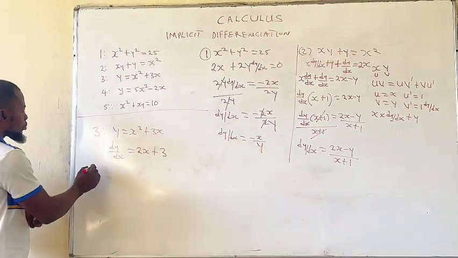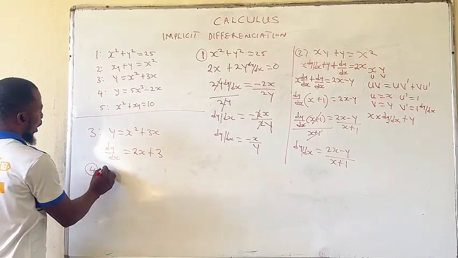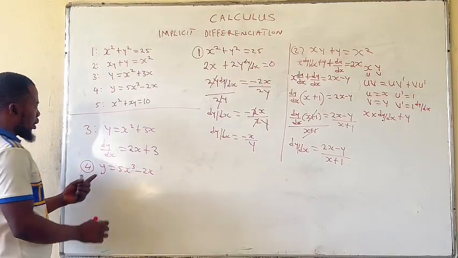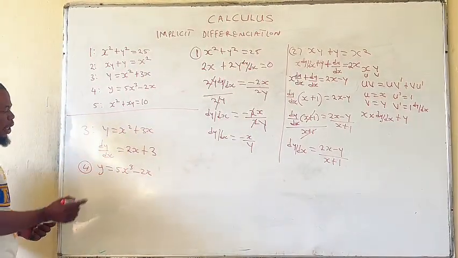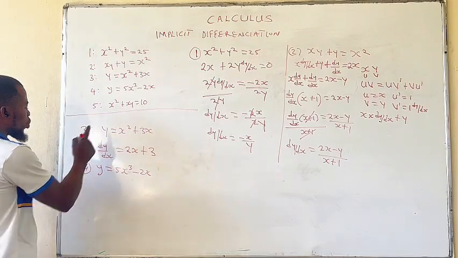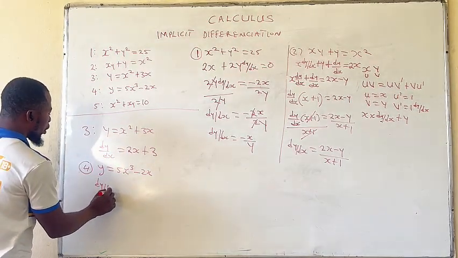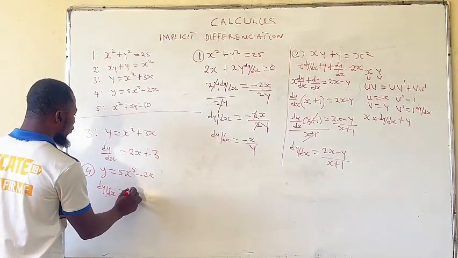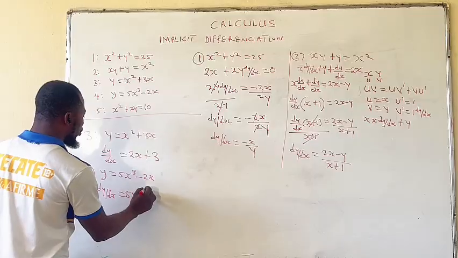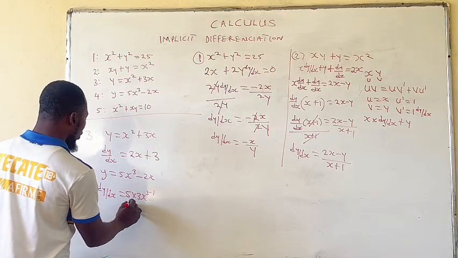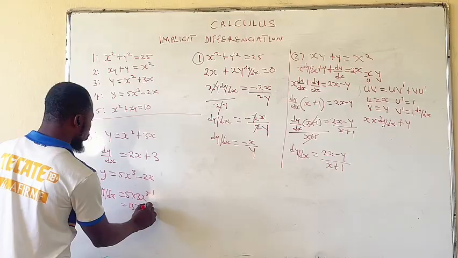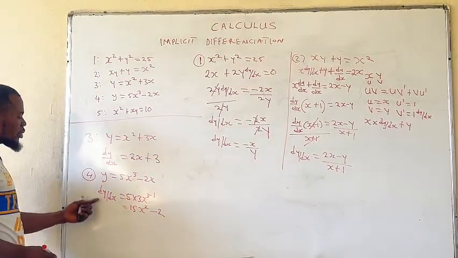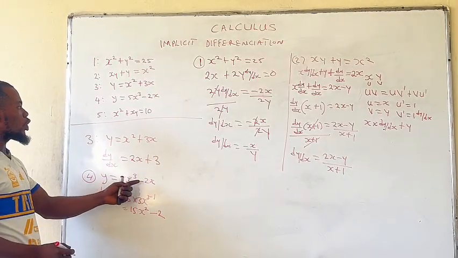The fourth question. Question 4 says that y equals 5x cubed minus 2x. Differentiate each term. If you differentiate y, you'll have 1. And anywhere you differentiate y, you put dy/dx. So you'll have dy/dx equals, if you differentiate 5x raised to the power of 3, we'll have 5 times 3x raised to the power of 3 minus 1. That will give us 15x raised to the power of 2 minus, if you differentiate 2x, we'll have 2. So this is the implicit differentiation of y equals 5x cubed minus 2x.